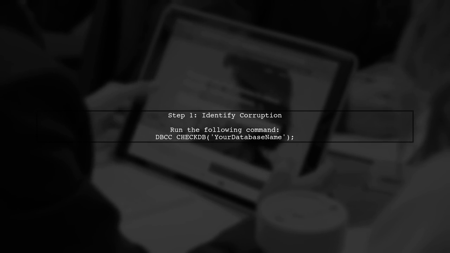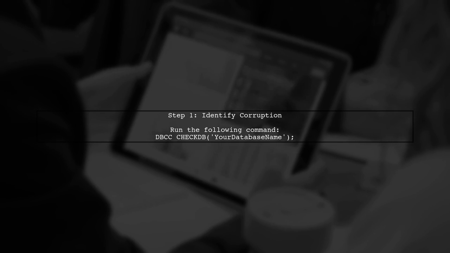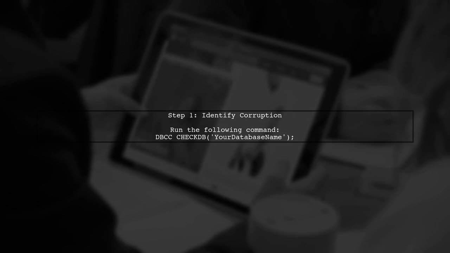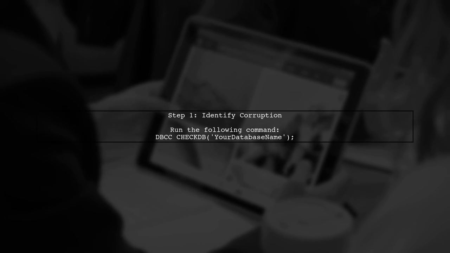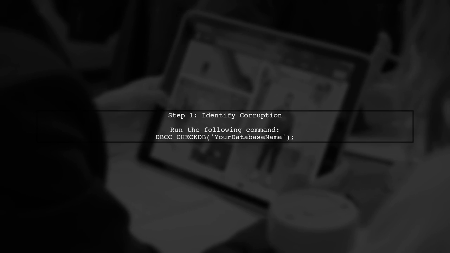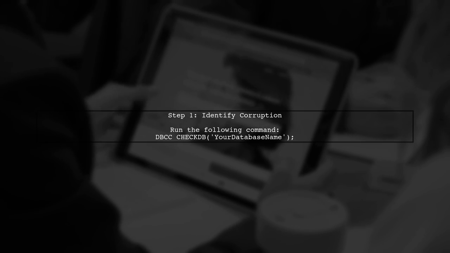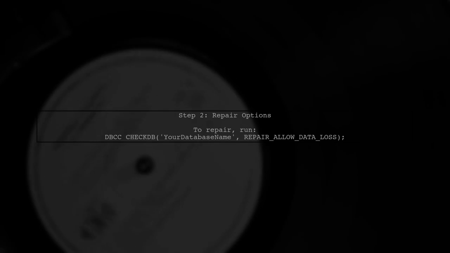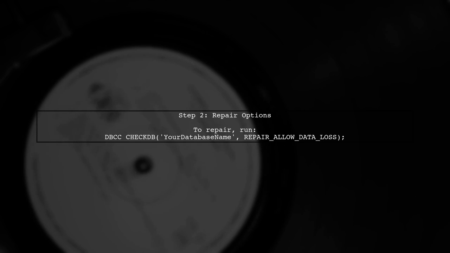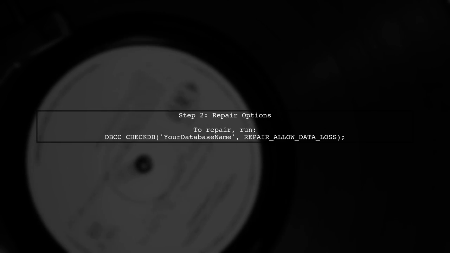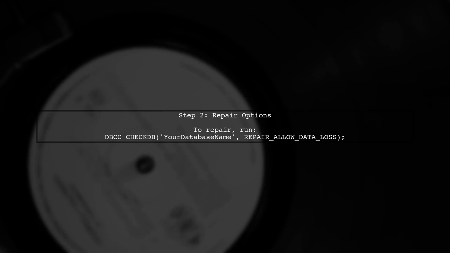Let's get started. To fix page-level corruption in SQL Server, the first step is to identify the extent of the corruption. You can do this by running a DBCC CHECKDB command. If corruption is detected, the next step is to determine the repair options. You can use the REPAIR_ALLOW_DATA_LOSS option, but be cautious as it may result in data loss.